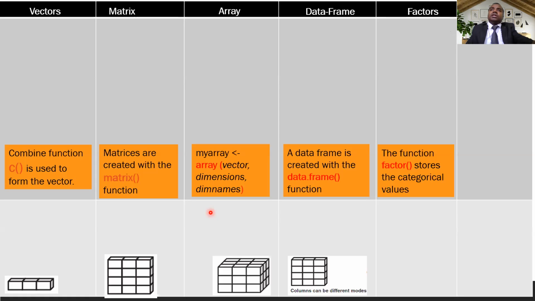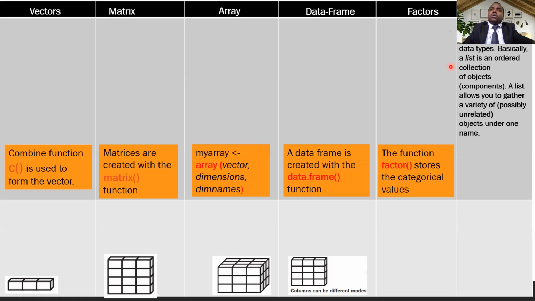Then your list. List is the most complex data type in R. So lists are the most complex of the R data types. Basically, a list is an orderly collection of objects, components. A list allows you to gather a variety of possibly unrelated objects under one name. So here you can see a list contains vectors, arrays, data frames, and a list also inside a list.